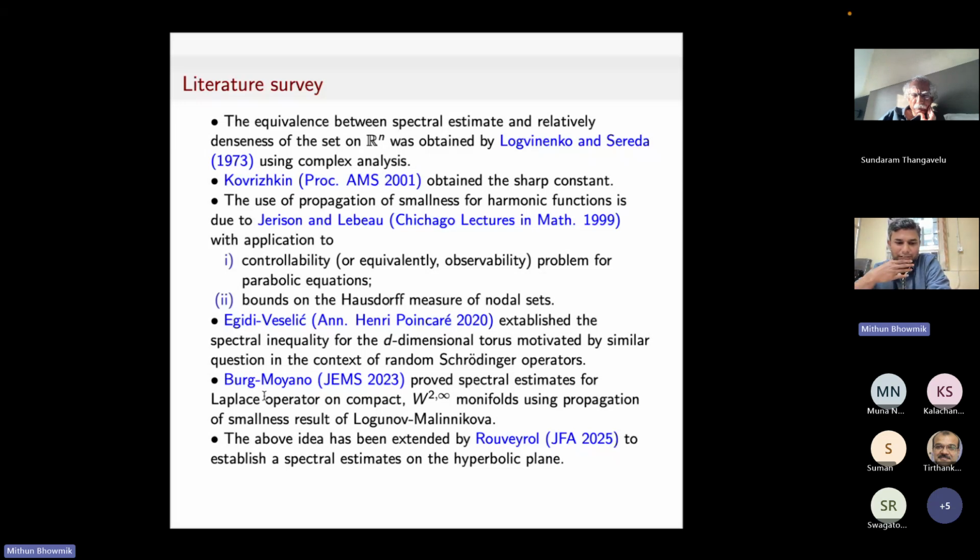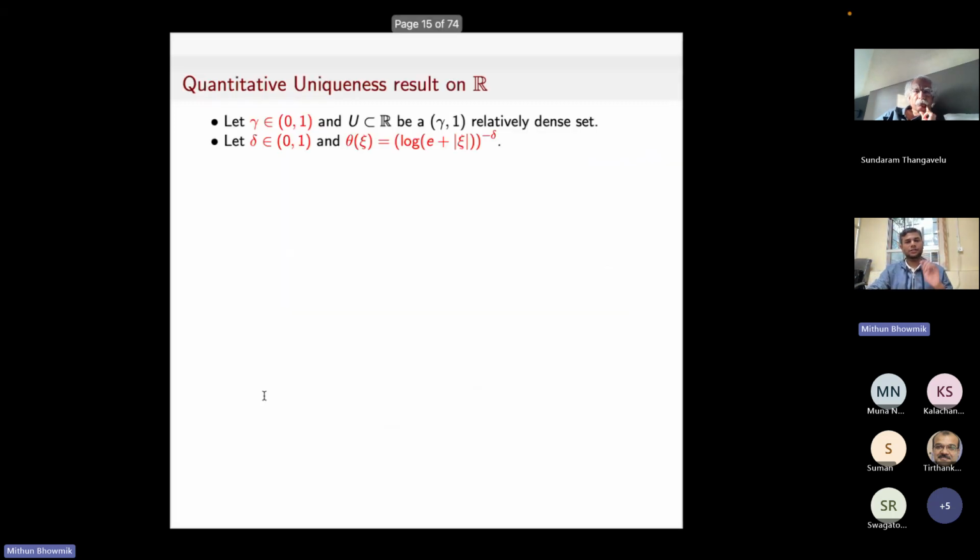Okay, so now I'll talk about a function which has a sufficiently decaying Fourier transform, not compactly supported. Still, can we obtain a smallness result? To start in that direction, we'll start with the following result. Here we have a parameter gamma, and we have a subset U of R that is gamma relatively dense. So whenever I take a unit length interval and intersect it with U, I get a gamma portion of that interval. That is the relatively dense set. And we have a delta, and then we define theta of xi, a function whose behavior is logarithm of xi to the power minus delta.